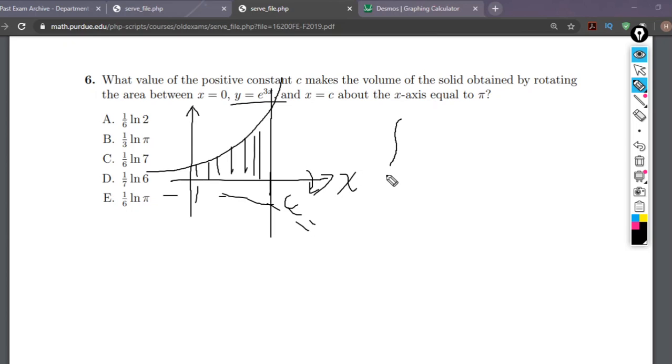So we can start from the bounds of 0 to c, and it's just pi r squared. r being the top minus the bottom, the x-axis. So that would be e to the 3x minus 0. So it gives the integral of pi times e to the 3x, squared, dx.